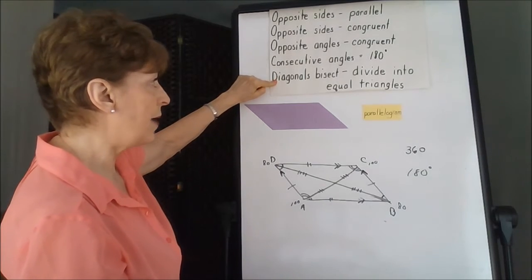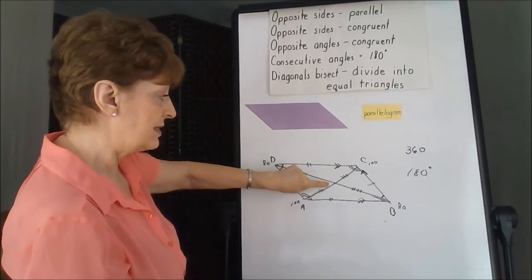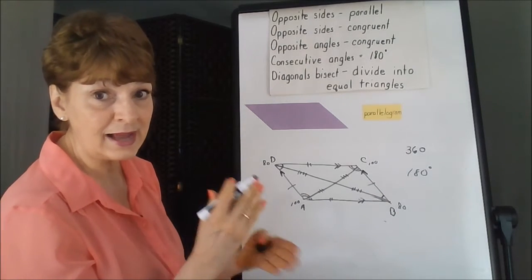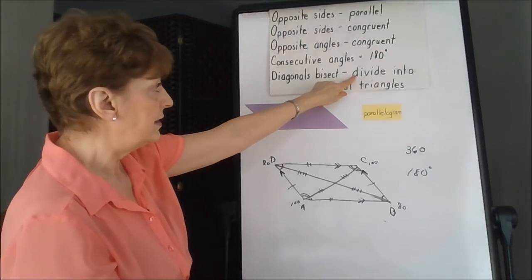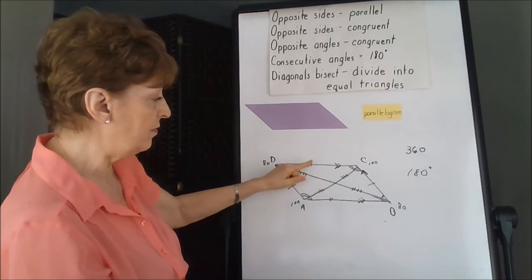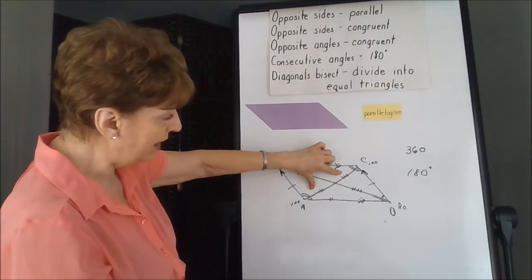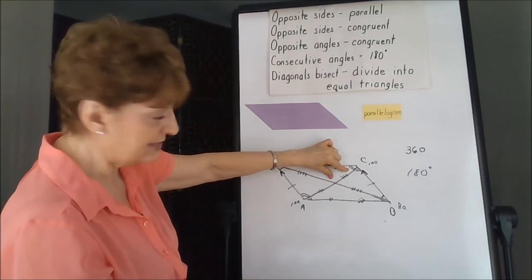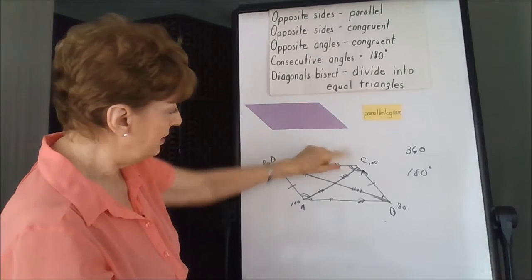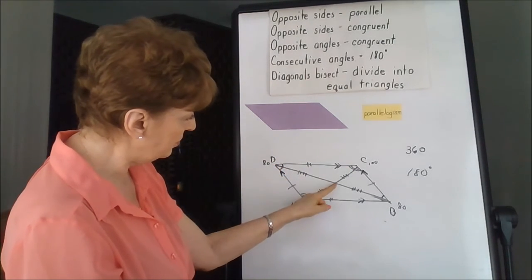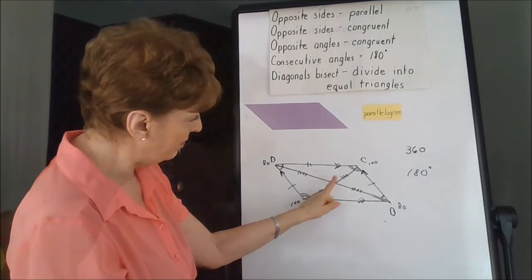The diagonals bisect. That means they cross, and bisect means to cut in exact half. They divide into two equal triangles, as we saw before, and the line itself, this half of the line is the same distance as that. This part from here to the middle is the same as from the middle to the corner.